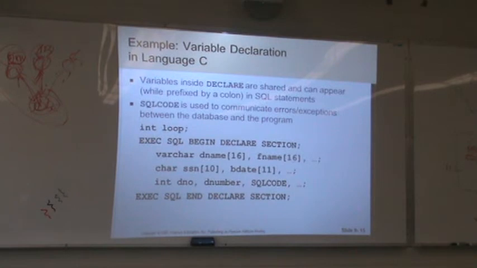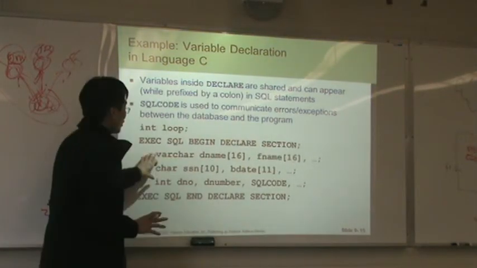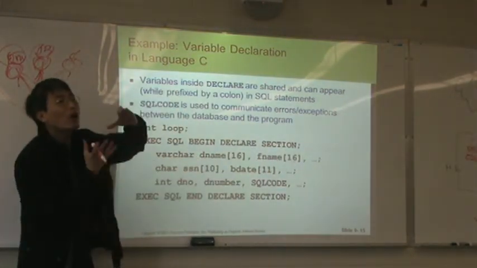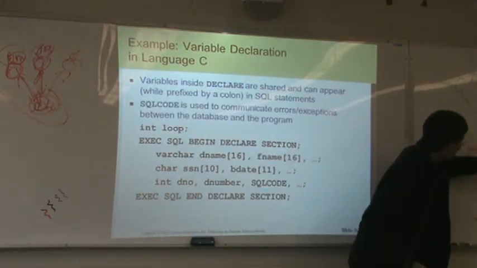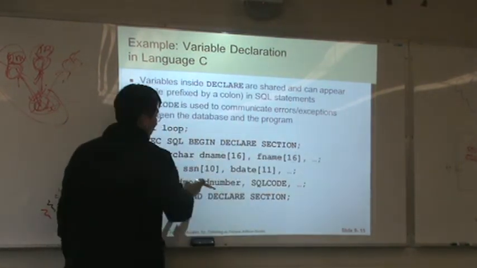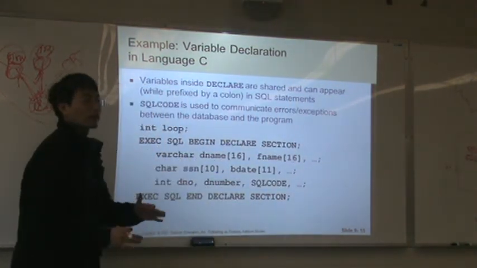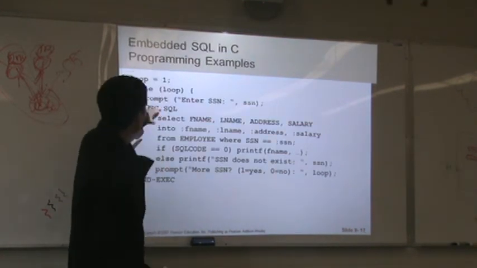How does the host language get the data from the EXEC block? You should have a common variable. So for this, first you need to declare such a common variable between the EXEC block and the host language. For example, here ename, fname, ssn, vdate, something like that. Then we will use these variables in the SQL part.